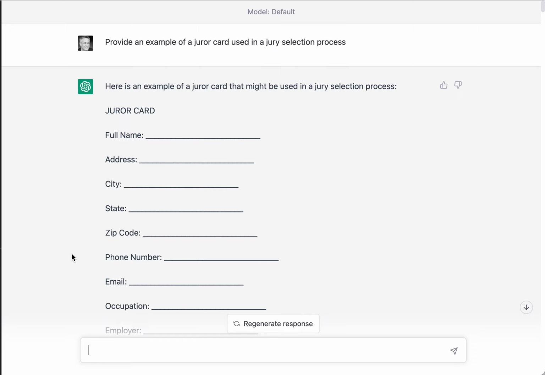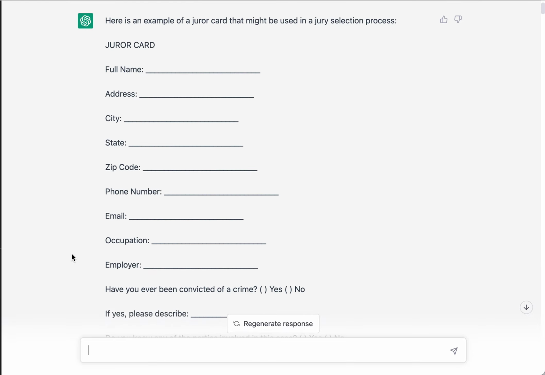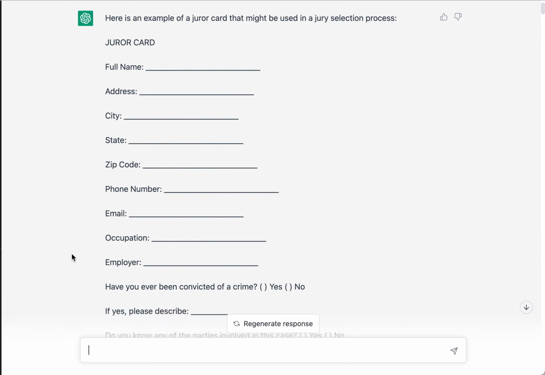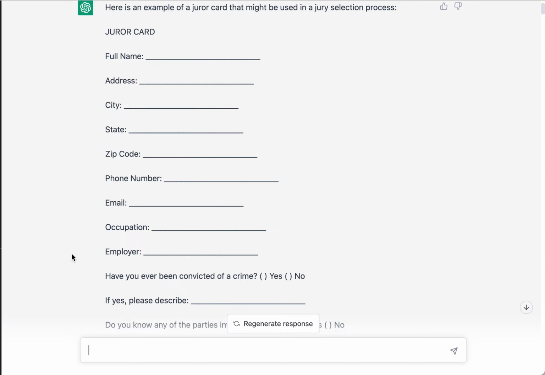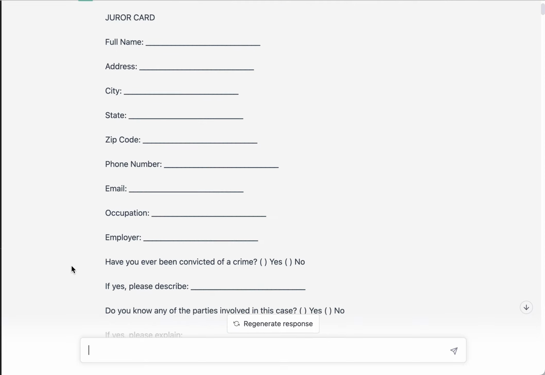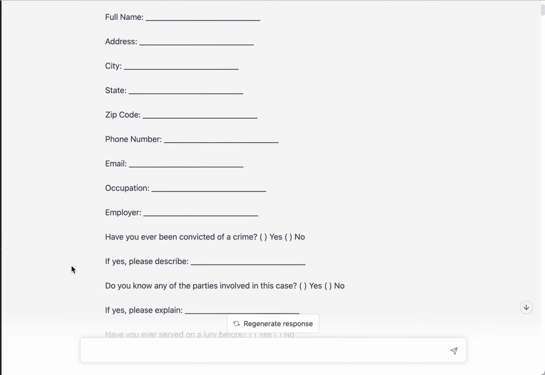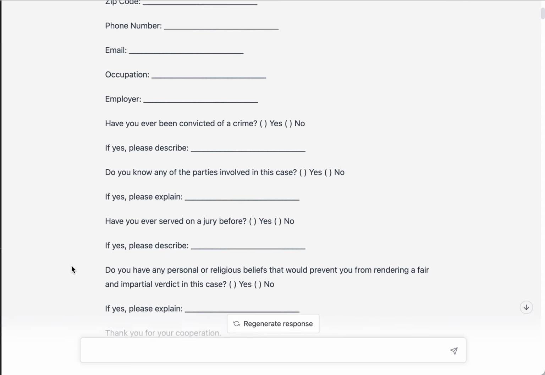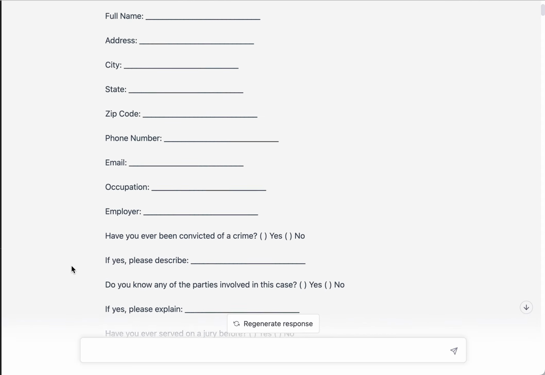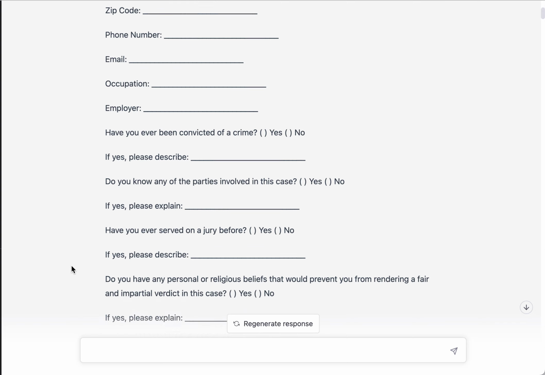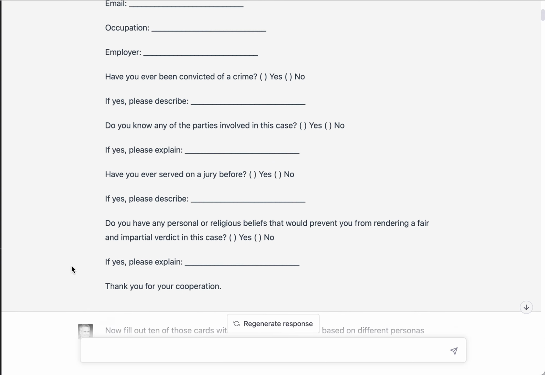First of all, what I did is I wanted to find out what information both the defendant and plaintiff sides of the case had available to them as far as juror information. So I asked, for example, for juror cards. I do understand that these might vary based on jurisdiction and there might be different formats, but I thought this was interesting from a proof of concept standpoint that it gave me all the information that they would have available to them.